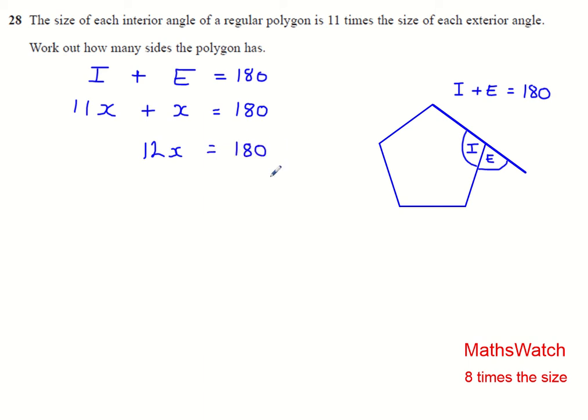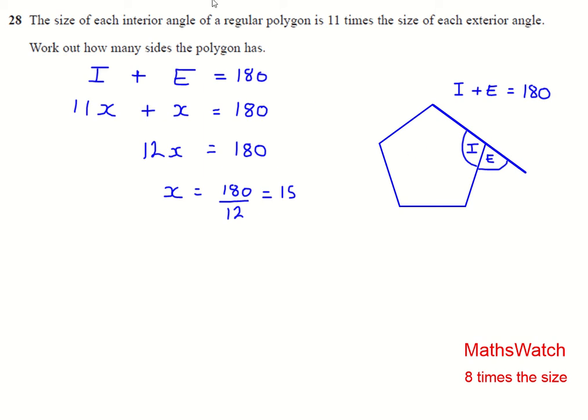And so we are going to be doing 180 divided by 12. So x is 180 divided by 12. So x is 15. Now that's only the first part of this question. We want to work out how many sides the polygon has. And that comes from another fact.